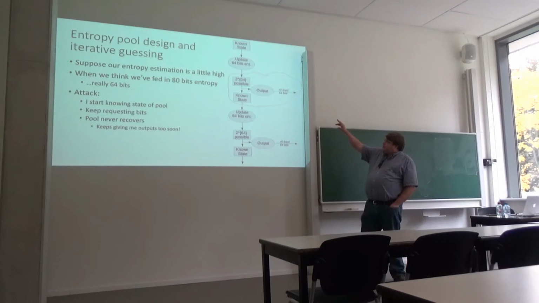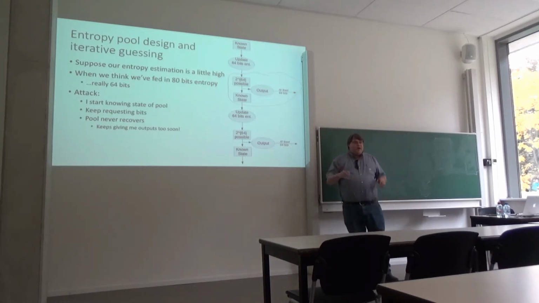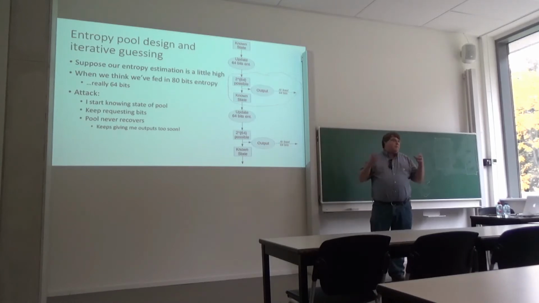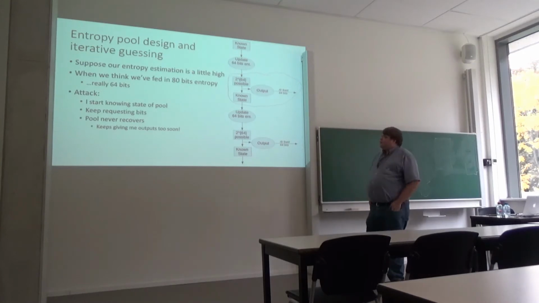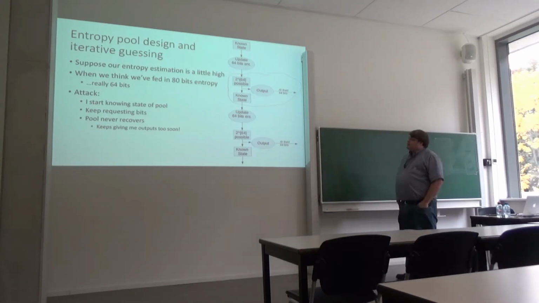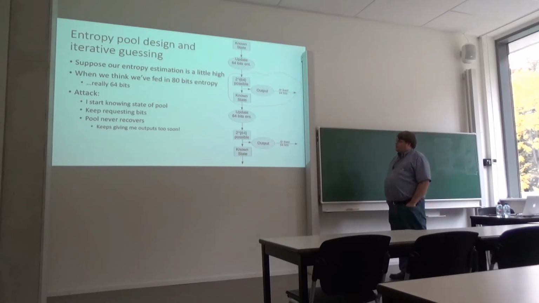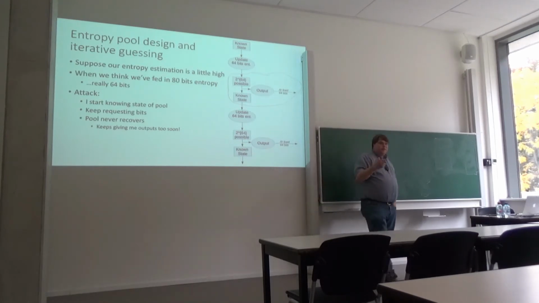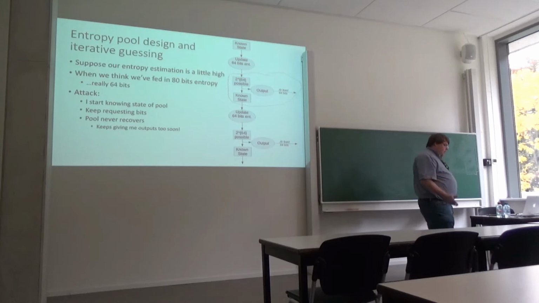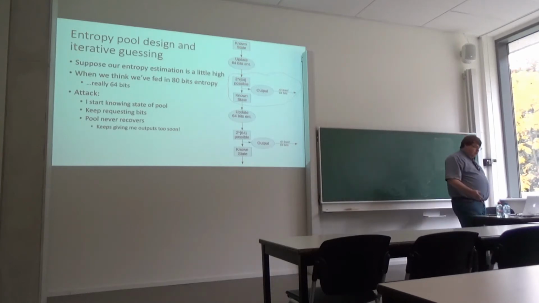This is a perfect setup for this iterative guessing attack. So you keep thinking you're putting in a lot of entropy. You're putting in a little less than you think you are. You're letting a little too much output come out, and so I get to check my guesses every time you update your entropy, right? So this is actually a pretty serious issue with this kind of pool design, right? If I start knowing the state, I keep requesting bits, I keep guessing, you're only getting a little entropy at a time, and I keep guessing it and then checking, you might never recover, you might never get to a secure state.